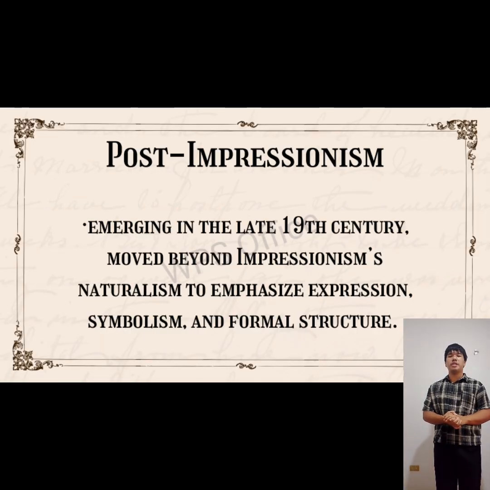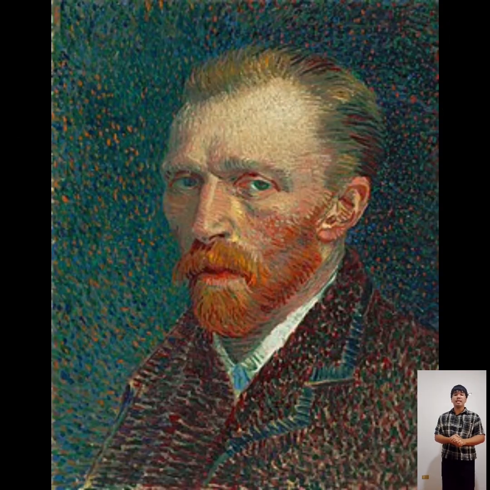Post-Impressionism, emerging in the late 19th century, moved beyond Impressionism and naturalism to emphasize expression, symbolism, and formal structure. So this is Vincent van Gogh. Van Gogh with Impressionism is complex.